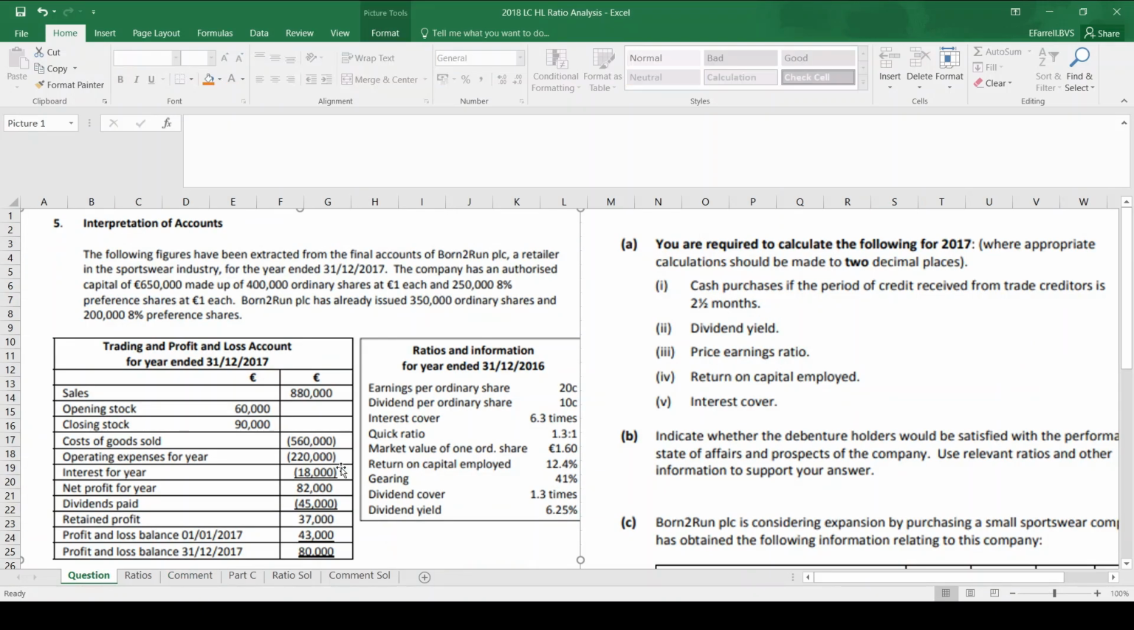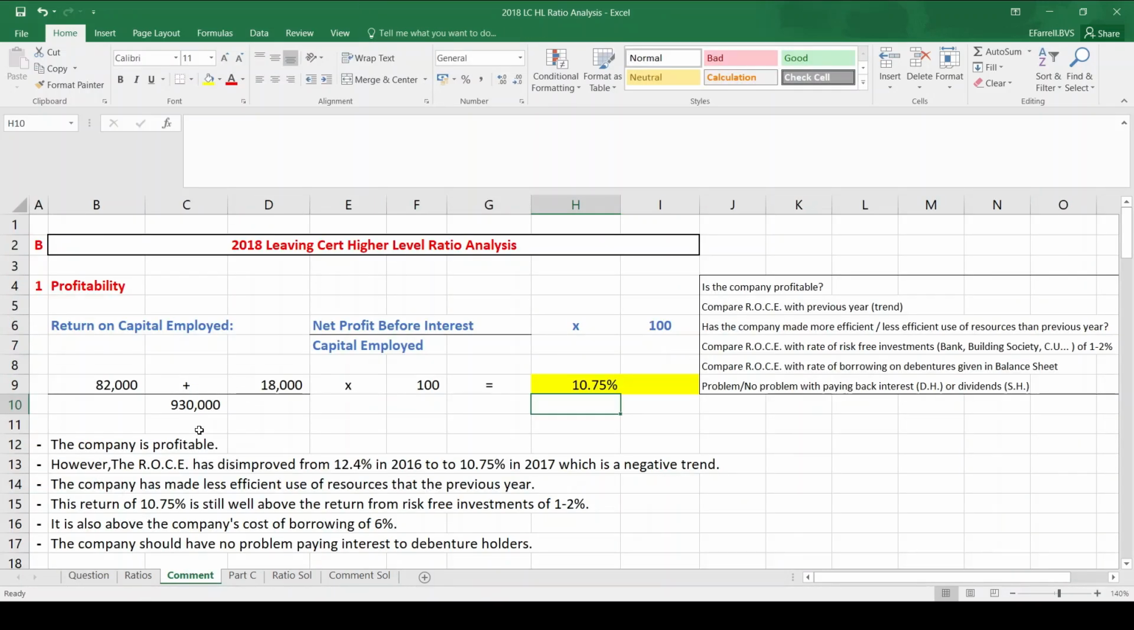So first of all, we see what the return on capital employed was last year. Last year, the return was 12.4%, which is higher. So the company is profitable. However, the return on capital employed has disimproved. It's gone down from 12.4% in 2016 to 10.75% this year, which is a negative trend. If it's gone up from last year, you would just change that to improved and positive trend. The company has made less efficient use of resources than the previous year because it has gone down. If it had gone up, you would simply say the company has made more efficient use of resources than the previous year.